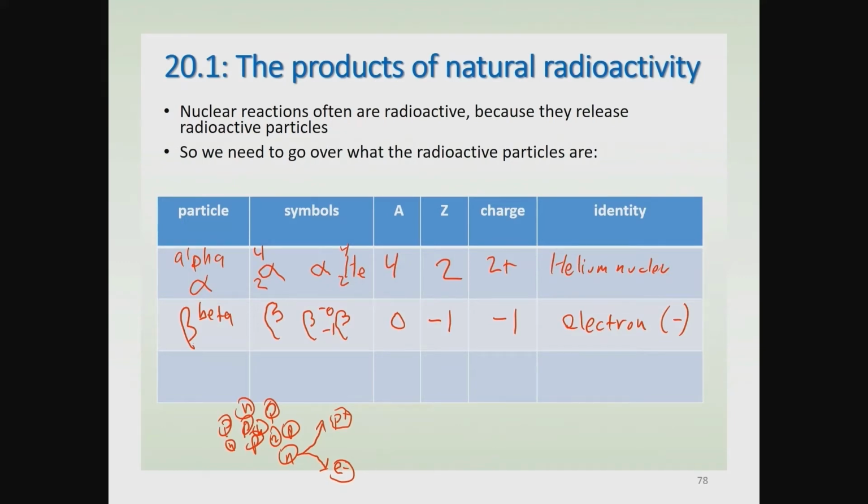Okay, and then the final particle that's created is gamma. So this is actually not a particle. It's really thought of more as electromagnetic radiation. And so its symbol is gamma. There are really no other symbols. There's no mass to it. It's a massless particle, so it's a 0 for mass number, and it doesn't really have an atomic number. So these are 0, and there's no charge. And so this is high energy radiation. Okay, so let's move on to some problems that you might face on the test.